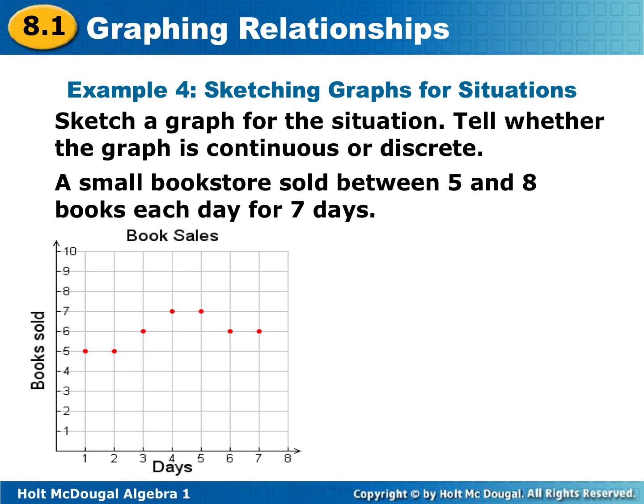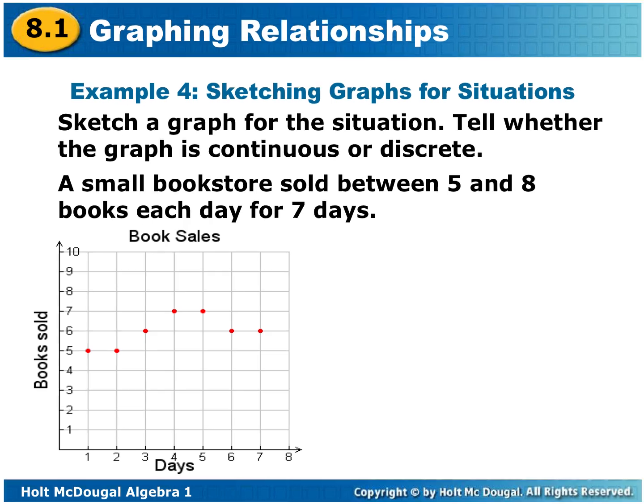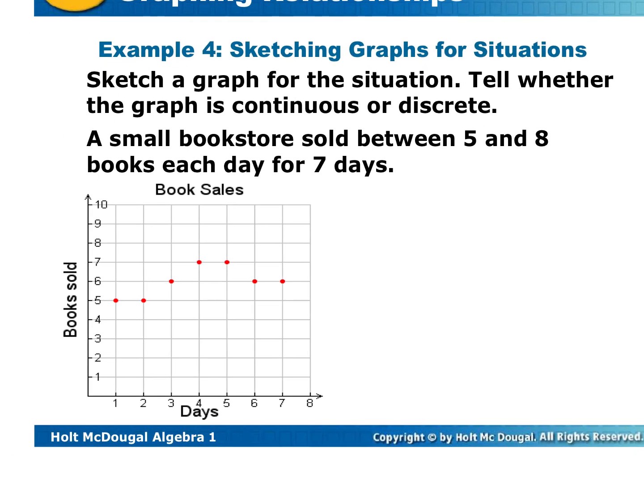So, right here, they ask you to sketch a graph for the situation, tell whether the graph is continuous or discrete. I went ahead and sketched the graph for you, okay? It says that a small bookstore sold between 5 and 8 books each day for 7 days. So, notice here some big things to look at. You've got books sold, which is your y-axis. The number of days, the time, is your x-axis, okay? So, they sold between that for these 7 days. So, I took that information. Well, what we've got to decide, is this discrete or is this continuous?